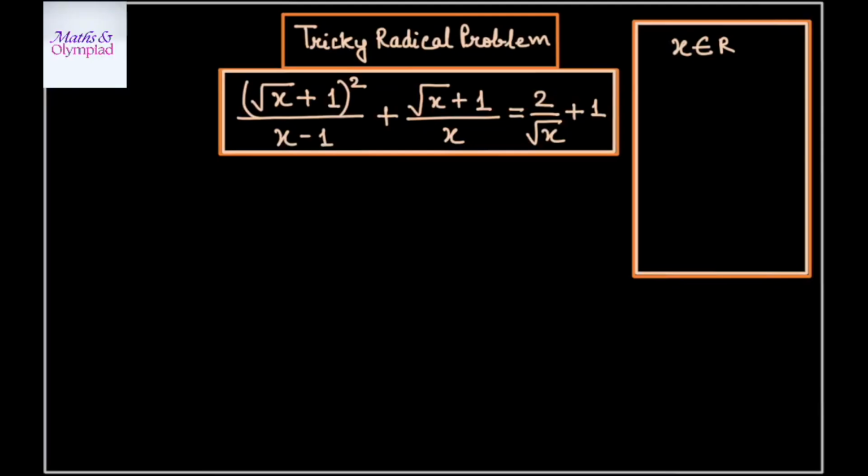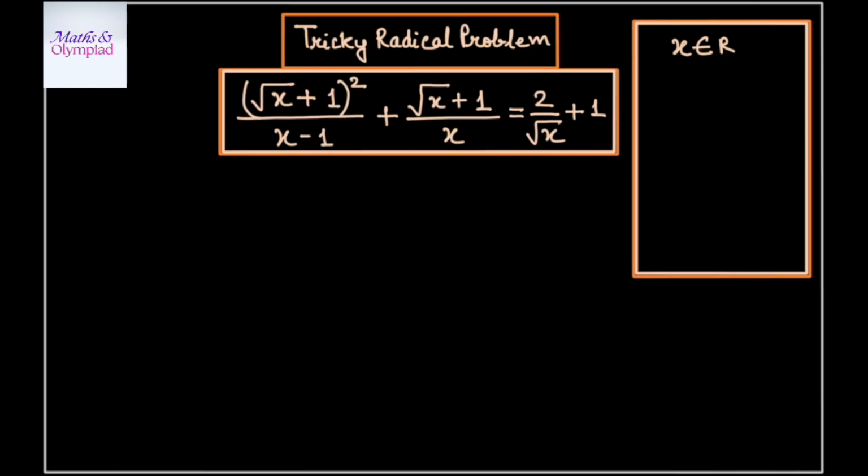In this video we have a tricky radical question which says square root of x plus 1 whole square over x minus 1 plus square root of x plus 1 over x equal to 2 over square root of x plus 1. Here x belongs to a real number.